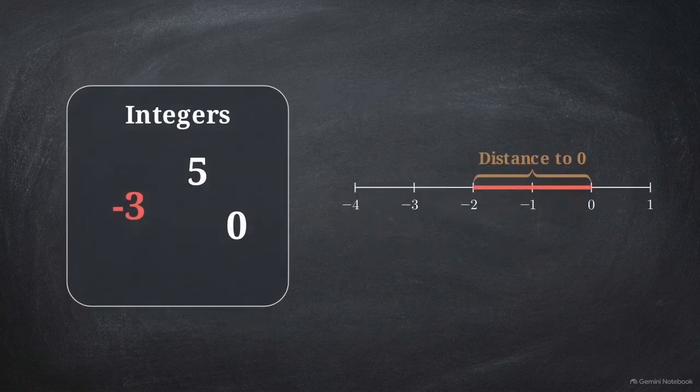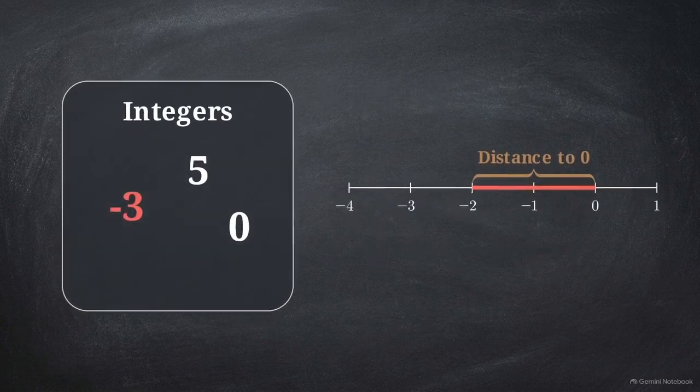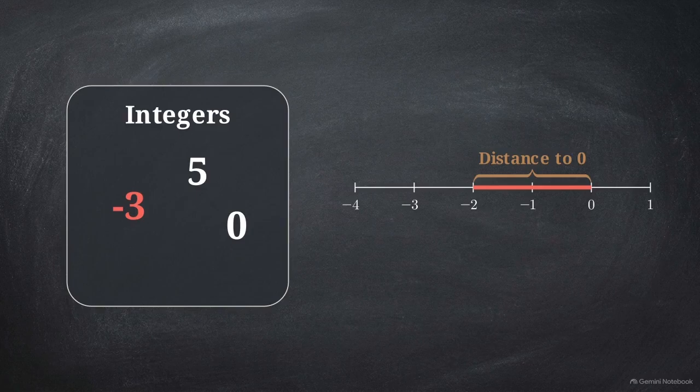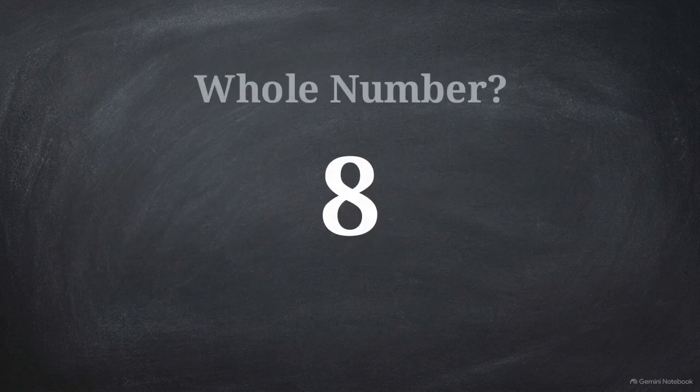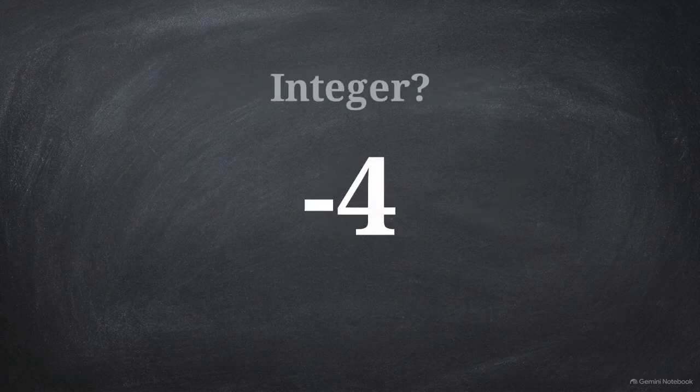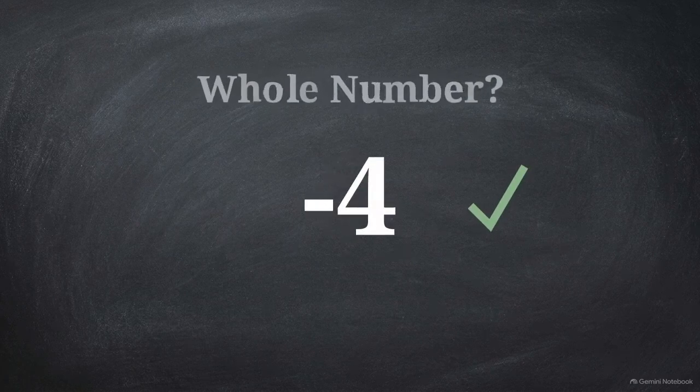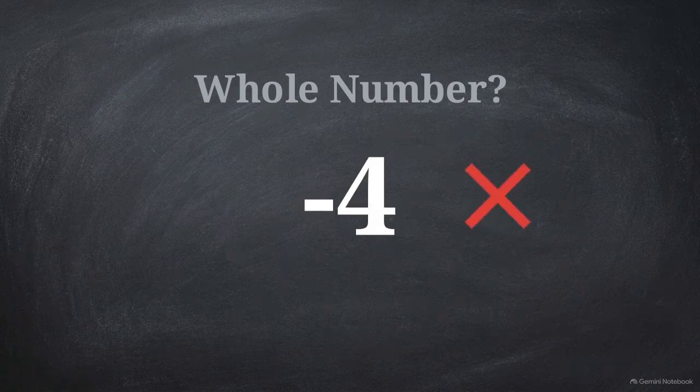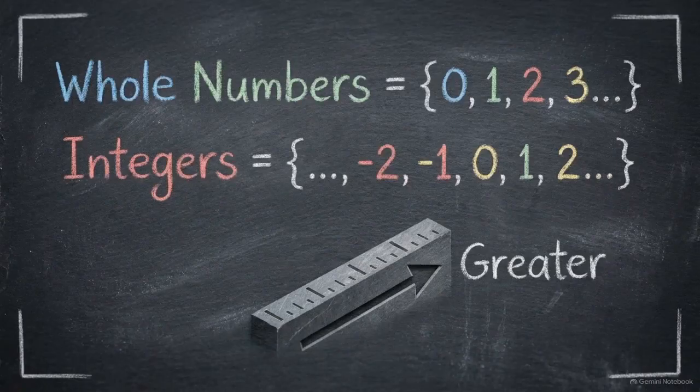Now that you understand both the categories and the values, let's run a quick check on what we've covered. First question, is 8 a whole number? Yes, it is. Question 2, is -4 an integer? Yes, absolutely. Final question, is -4 a whole number? No, it isn't. Here is a final cheat sheet outlining our two sets and the core number line rule.